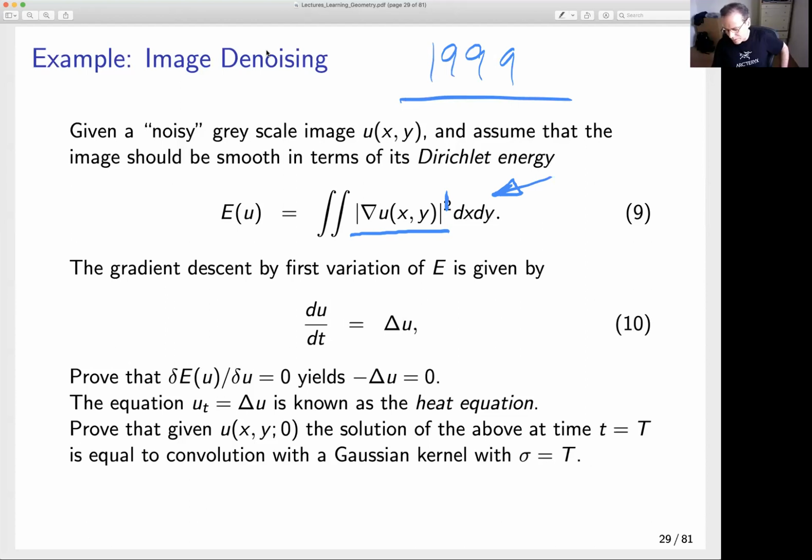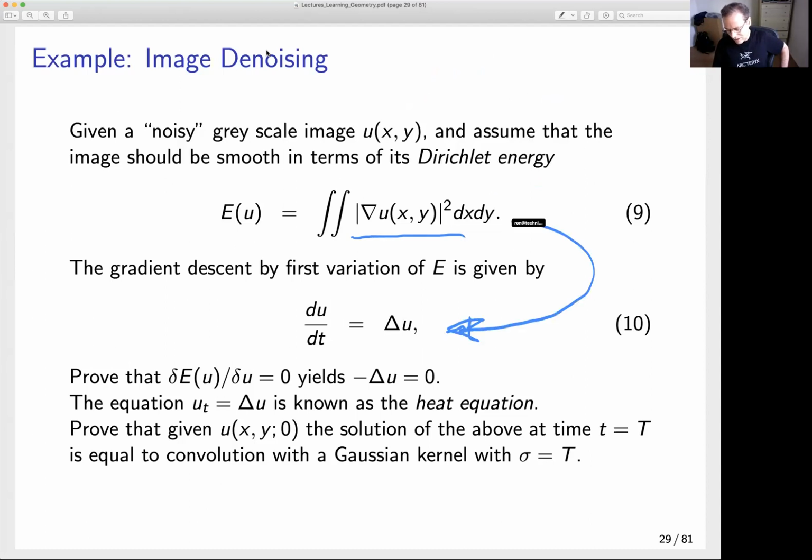So again, the result of minimizing the Dirichlet energy, the squared gradient of the image, would give you the heat equation as a gradient descent mechanism. And you'll have to prove it. Again, it's not so complicated. It's 2 lines of equations.